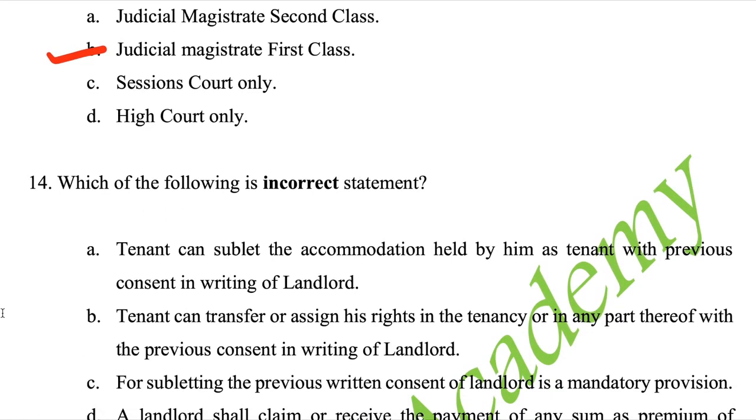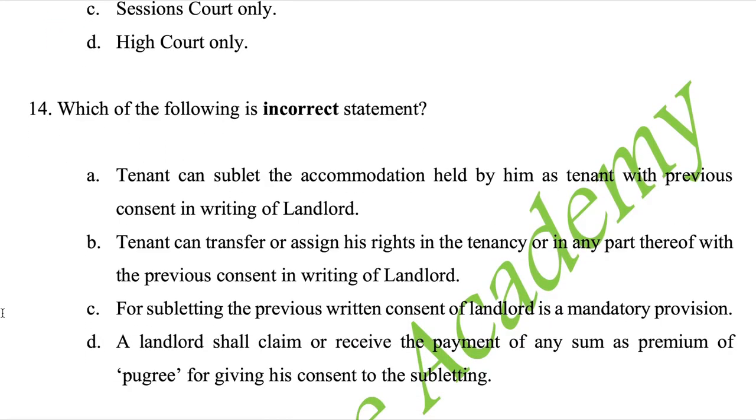Next question. Which of the following is incorrect statement? A. Tenant can sublet the accommodation held by him as tenant with previous consent in writing of landlord. B. Tenant can transfer or assign his rights in the tenancy or in any part thereof with the previous consent in writing of landlord. C. For subletting, the previous written consent of landlord is a mandatory provision. D. A landlord shall claim or receive the payment of any sum as premium or pugree for giving his consent to the subletting. Write your answer.